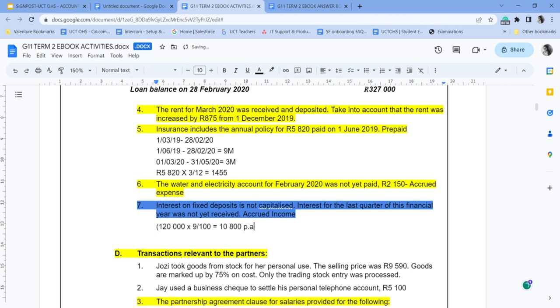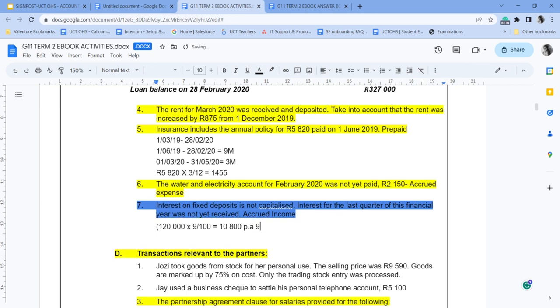So the per annum amount that we should have gotten for the full year for this fixed deposit is 10,800. But then here they're telling us it's for the last quarter. They say the last quarter of this financial year has not been received, which means that we have received the other quarters. In terms of quarters, always think in terms of months. The first 3 months of the year is the first quarter. The last 3 months of the year is the last quarter. So here you can just say, okay, we got 9 months.